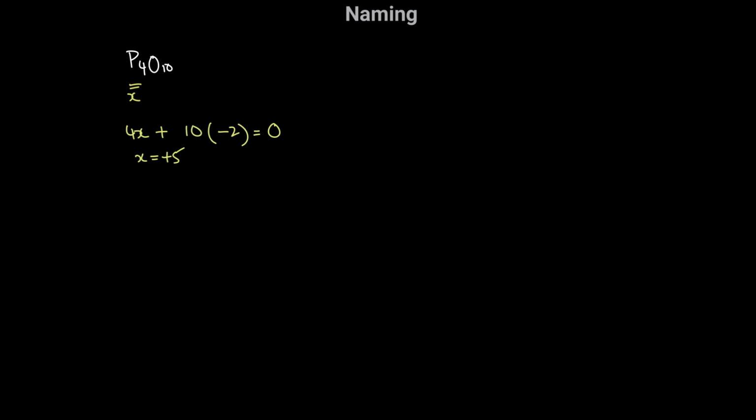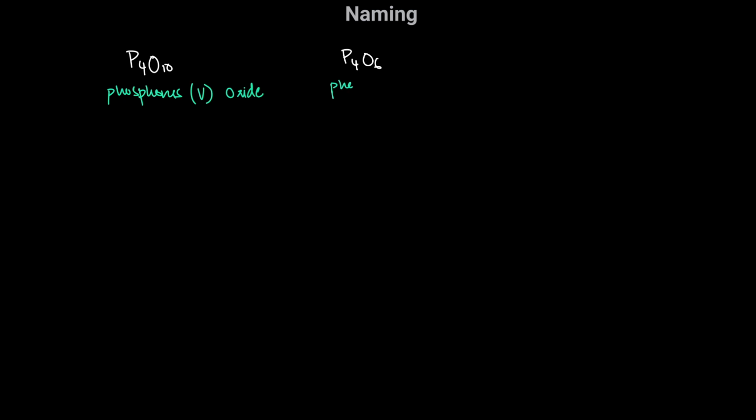So this may be referred to as phosphorus 5 oxide. Then we have P4O6. That's another oxide of phosphorus. It is called phosphorus 3 oxide. Here the oxidation number of phosphorus is +3. +3 times 4 is +12, and then each of the oxygens is -2. 6 times -2 is -12, so the overall is just 0.